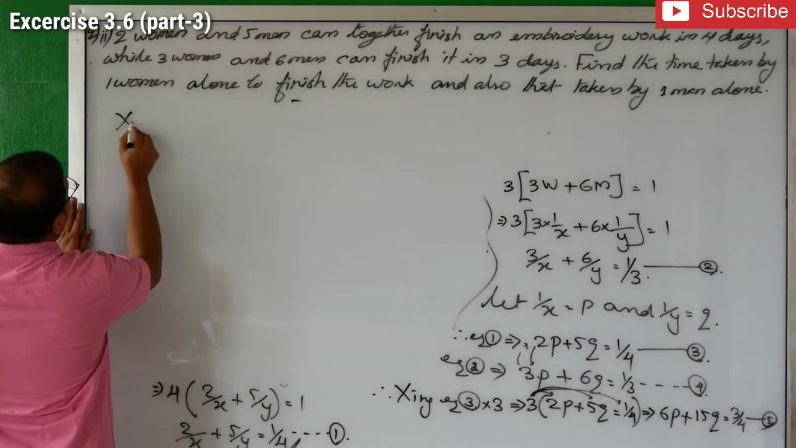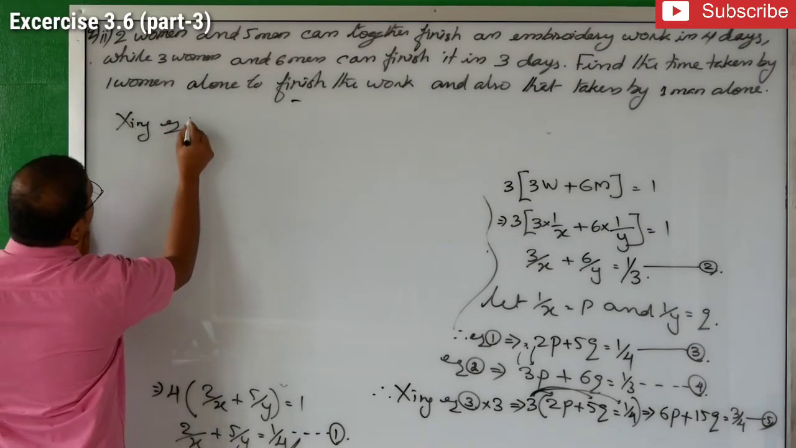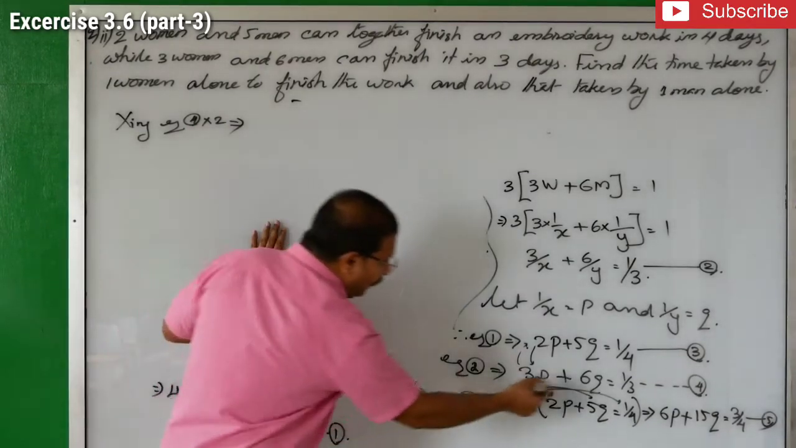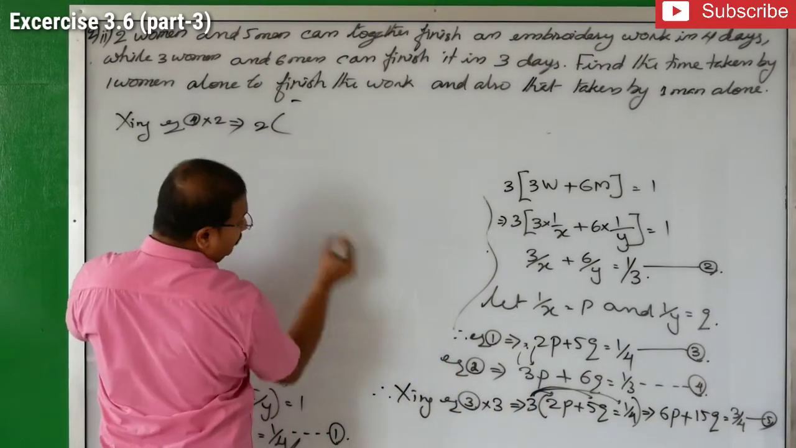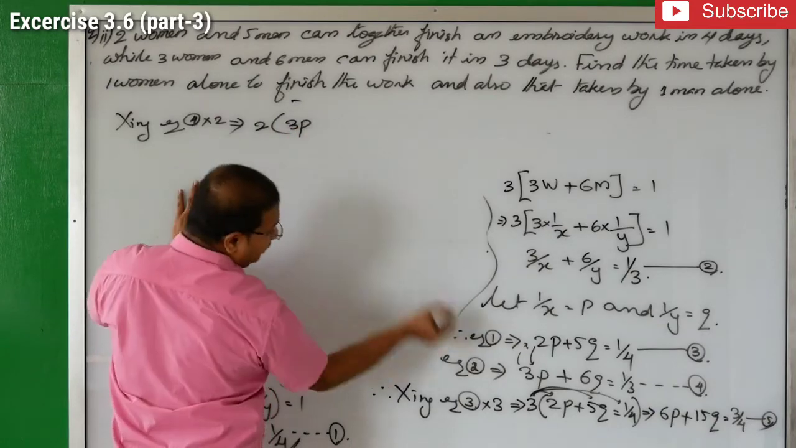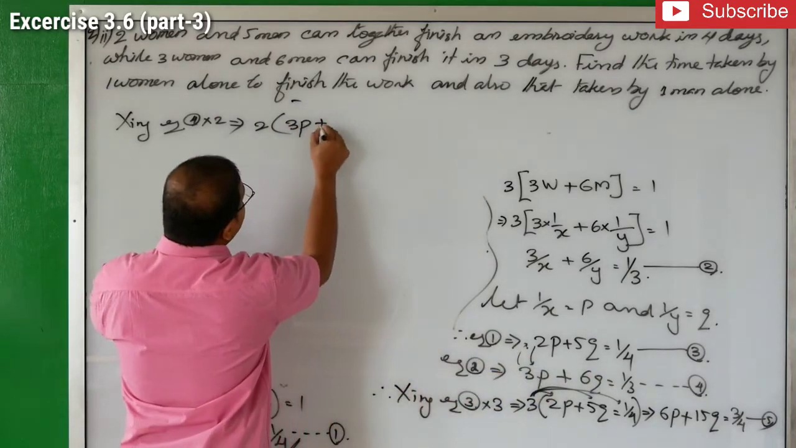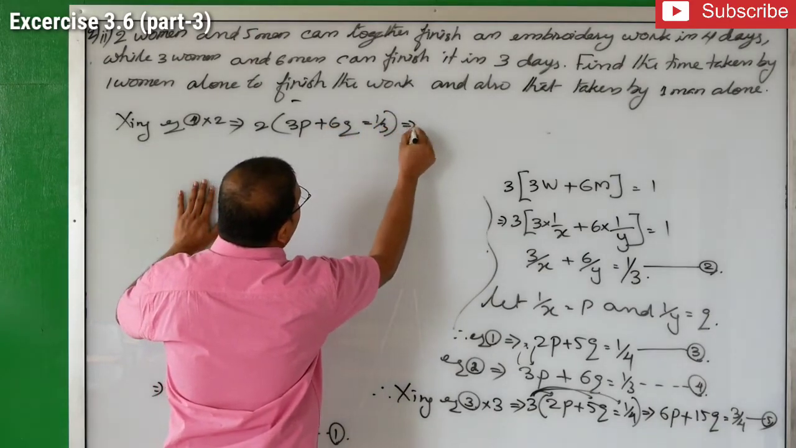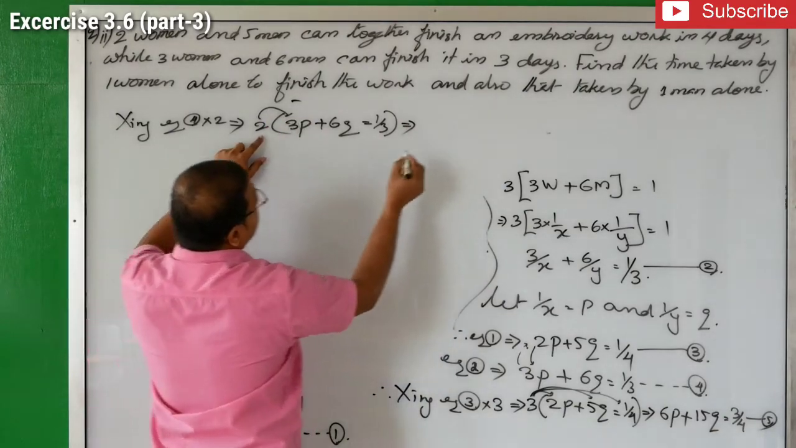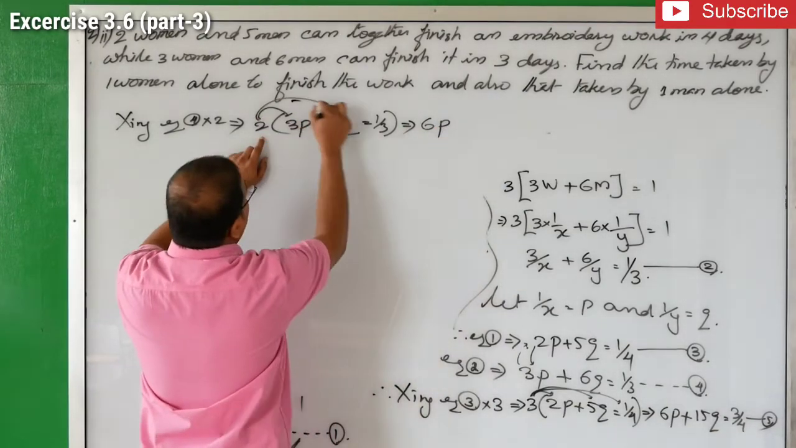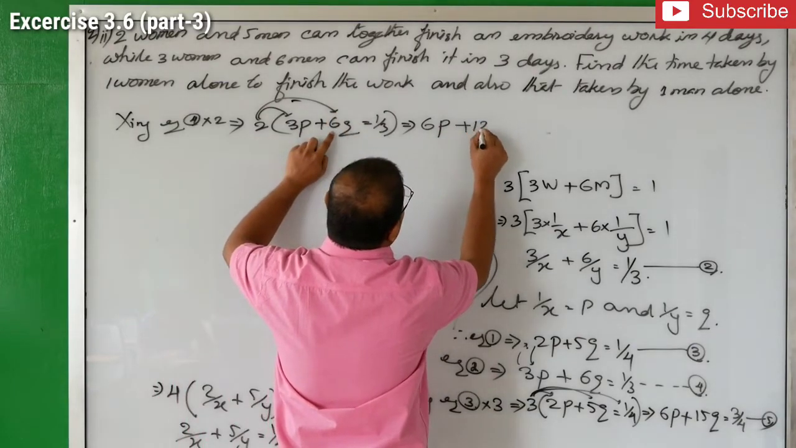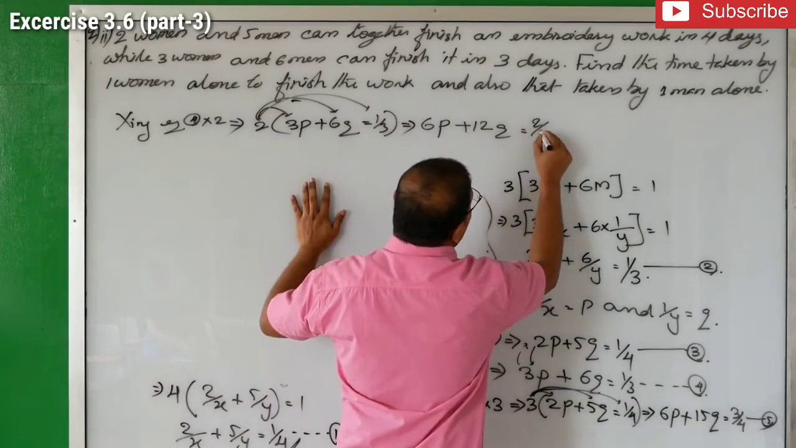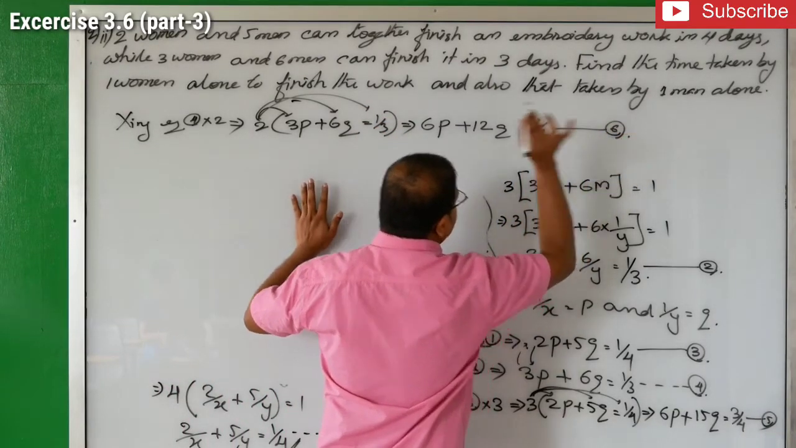After that, multiplying equation 4 into 2: 2 into the fourth equation, 3p plus 6q equals 1 by 3, gives 6p plus 12q equals 2 by 3. This is equation number 6.